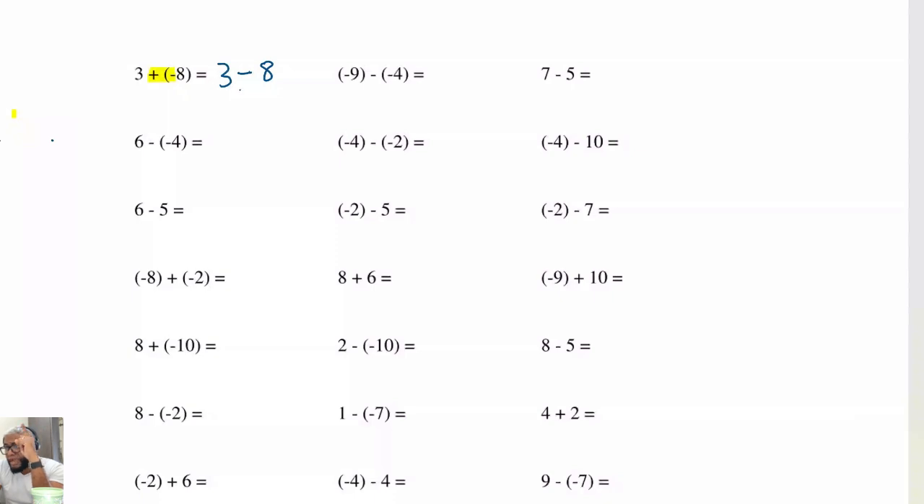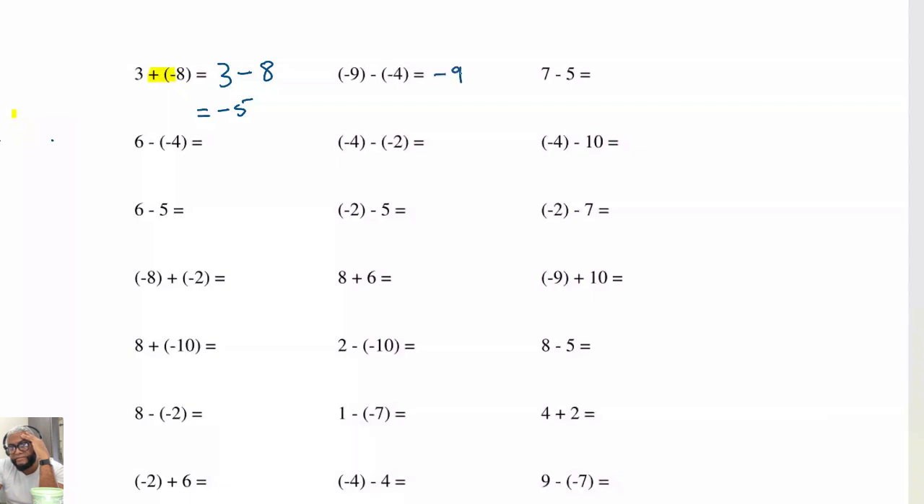So now 3 minus 8 will be what, Kimani? 3 minus 8. So 3 minus 8 is 5. Just 5? Also, negative 5. Right. Keep the sign in front of the larger number. Zia, for the second one here, we have negative 9 minus negative 4, right?